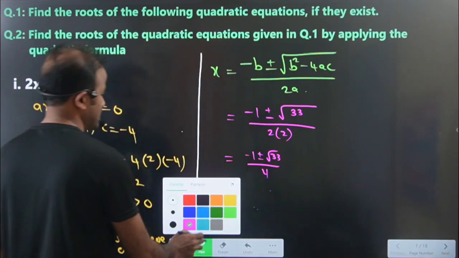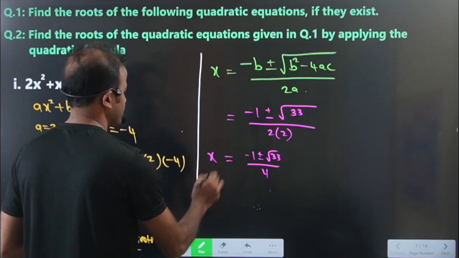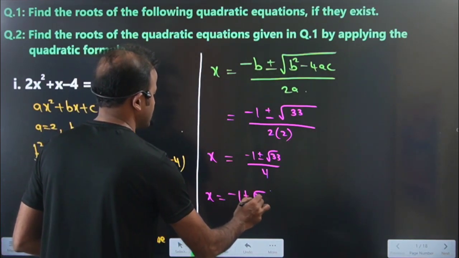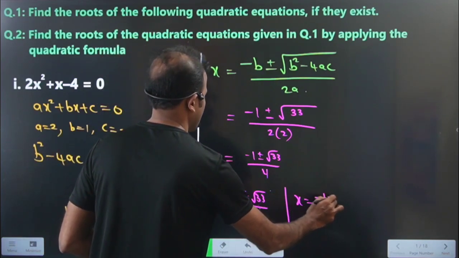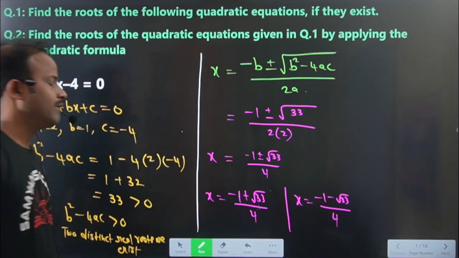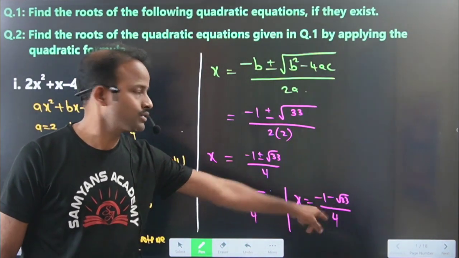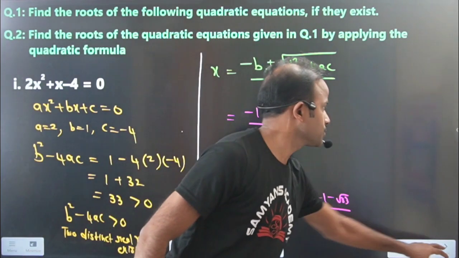That means x has two roots. One time you take plus, and the next time you take minus. The two roots are minus 1 plus root 33 by 4, and the other one is minus 1 minus root 33 by 4. Is it clear? So move on to the next question.